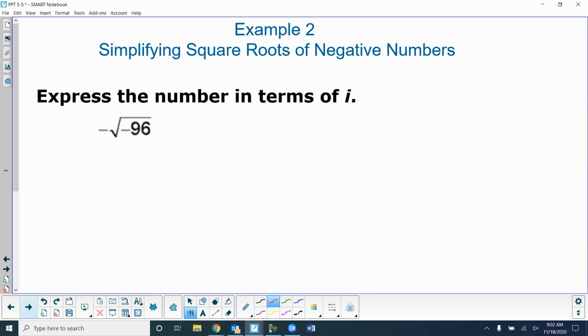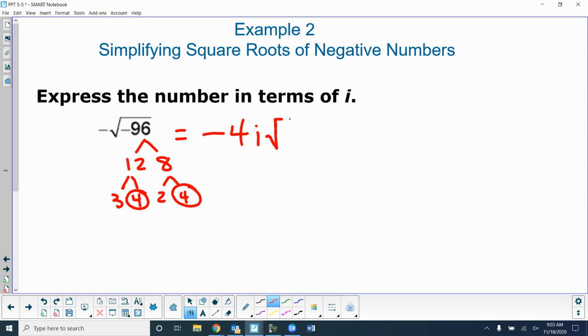All right, 96, that's not a perfect square. What are some numbers that go into 96? 12 and 8, all right, we can do that. And then we got 2 and 4, so I'm going to stop with that 4. I got a 3 and a 4, I'm going to stop with that one. All right, so there's a negative sign, so that's part of my answer. There's 2 4s, so I can pull what out? A 4. There's a negative, so what else do I pull out? i. And then what's left in my radical? 6.